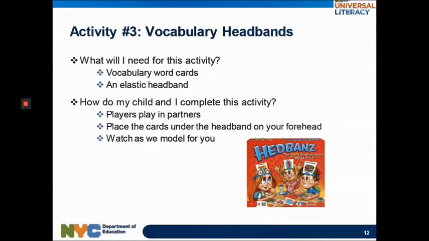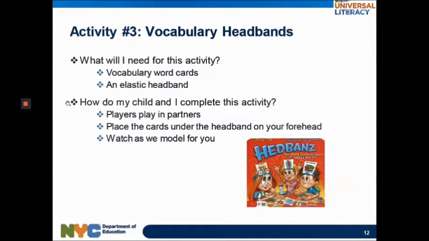It's time for activity number 3, vocabulary headbands. What will I need for this activity? You will need vocabulary word cards. You can create these cards using the word lists from the resource we've provided you. For example, you can create categories like noun words, adjective words. You can also use science, social studies, math vocabulary word cards. You will also need an elastic headband. You can buy these headbands at a dollar or a beauty store.